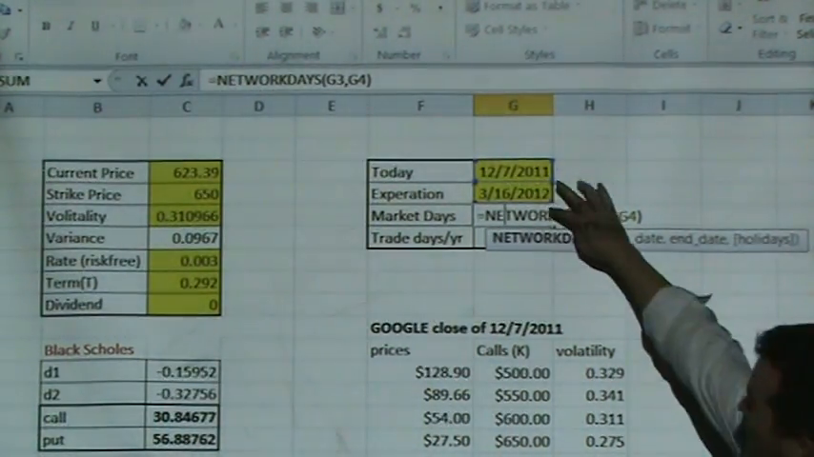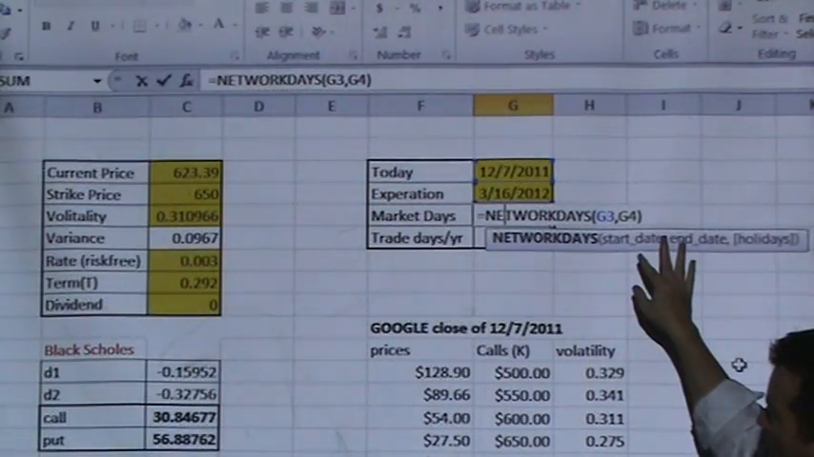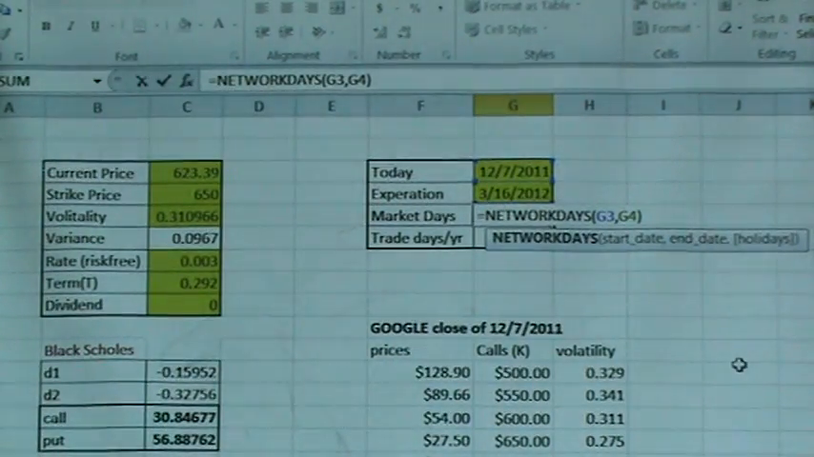So we could take 2 different days and it'll calculate how many work days are between them. And then I took how many work days there are in a year.